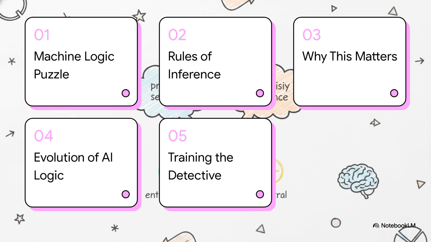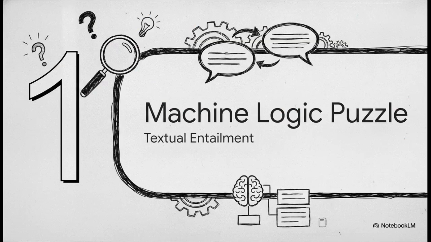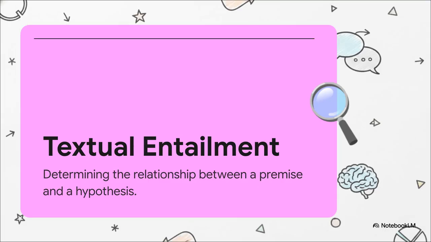So here's our game plan for today. First, we'll look at the machine logic puzzle. Then, the 3 rules of inference. After that, why this matters today, followed by the evolution of AI logic. And finally, we'll wrap up with training the AI detective. All right, part 1. The machine logic puzzle. Let's crack open our very first case file.